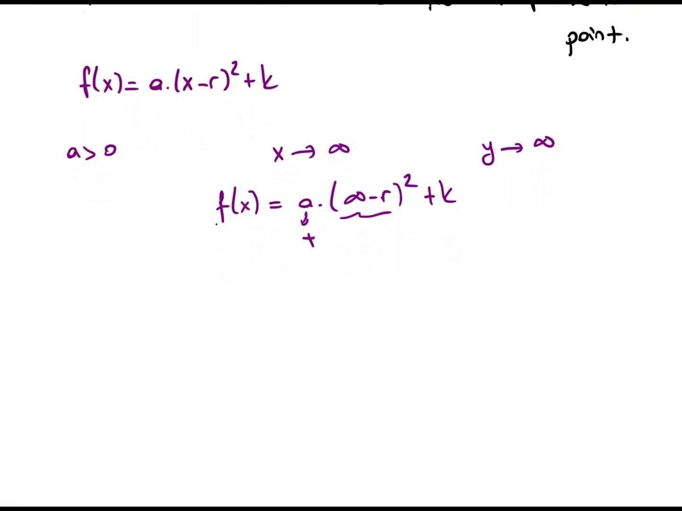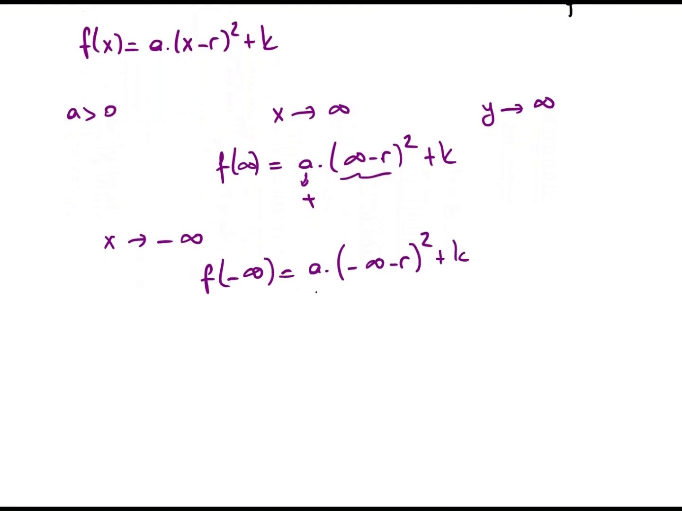And in the same manner, if x approaches minus infinity, which we need to write here, f of minus infinity equals a times (minus infinity minus r) squared plus k. We let a be positive first, and the square of any number will be positive, right? It will also go to positive infinity. So when x approaches minus infinity, y will also approach infinity.